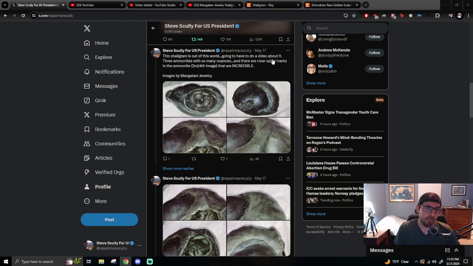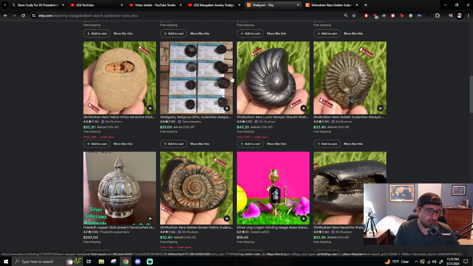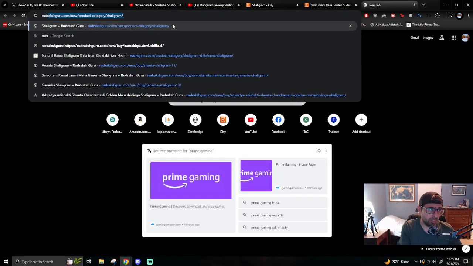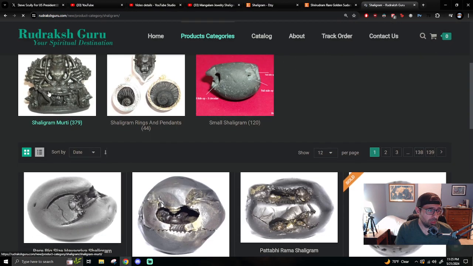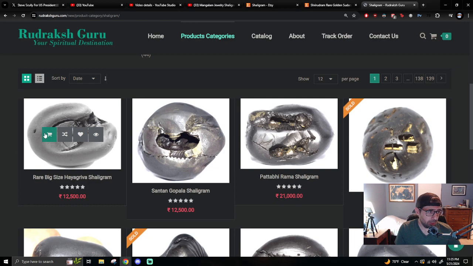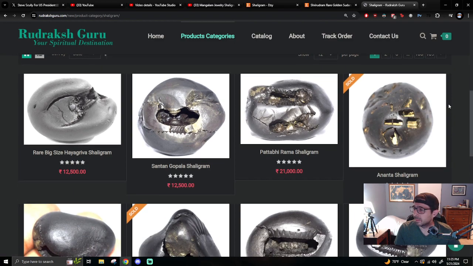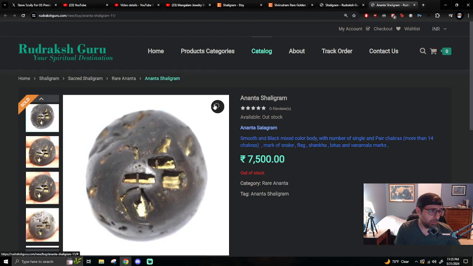So, on Etsy, shallograms. When I look for shallograms, I typically look on Etsy like this, or here at rudrocksguru.com. Who has not added any? This one's been up for a while. I bought that one, and I have it. I haven't taken any pictures yet, really. A little bit, but not enough.